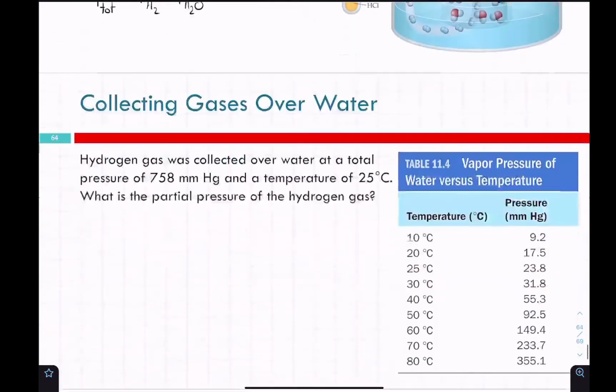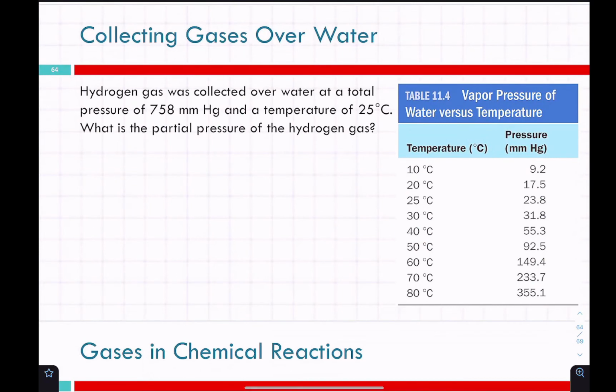It's also called the vapor pressure of water. And usually you use a table, or there are calculators to find out what that partial pressure is. So if we collect hydrogen over water with a total pressure of 758, again we're going to use pressure total equals the pressure of hydrogen plus the pressure of H2O. So our pressure total here is 758 millimeters of mercury. And that's going to equal the partial pressure of our hydrogen, which is what we want to know, plus whatever it is for water.